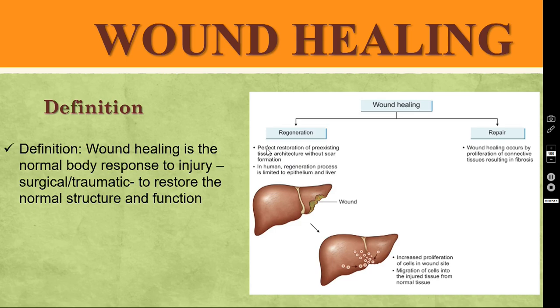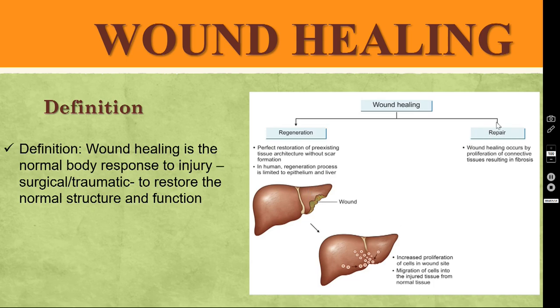Regeneration is the perfect restoration of pre-existing tissue architecture without scar formation. In humans, the regeneration process is limited to the epithelium and the liver. Liver is capable of regeneration. Usually, after the regeneration, there won't be any scar tissue. This is one method of wound healing, but this happens only in the liver and the epithelium.